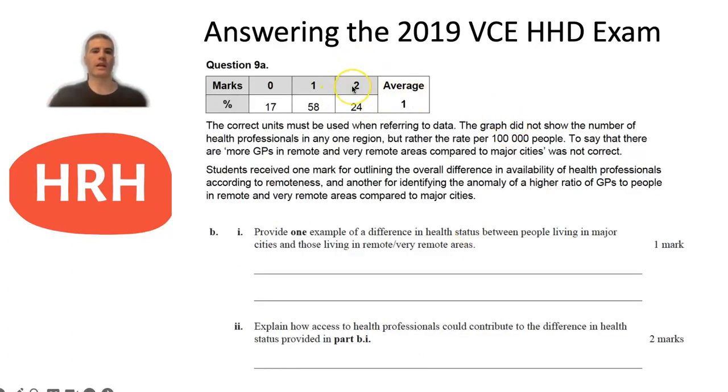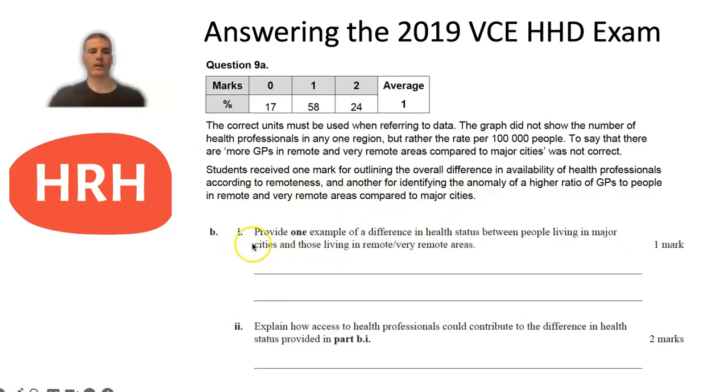You can see here that only 24% of students from the examiner's report achieved full marks. It mentions the correct units must have been used when referring to the graph and the data. The graph did not show the number of health professionals in any one region, but the rate per 100,000, so you had to make sure you mentioned that when answering. You got 1 mark for outlining the overall difference, and another mark for identifying that anomaly of the higher ratio of GPs to people in remote and very remote areas compared to major cities.